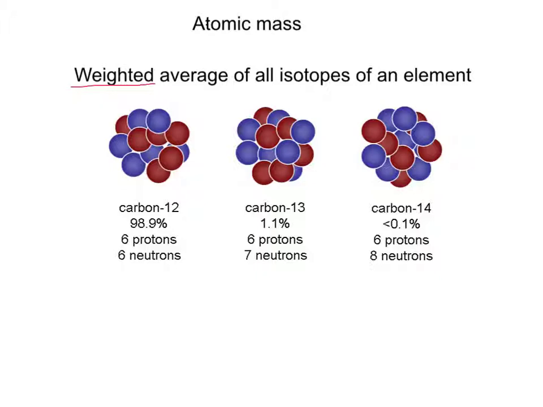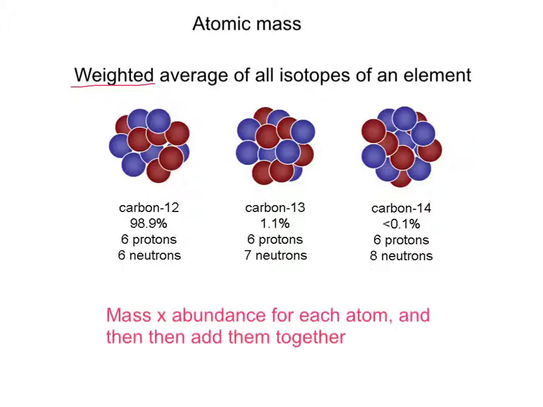So the formula to calculate atomic mass is actually pretty easy. All you're going to have to do is just mass times abundance for each atom. So you're going to take the mass of the atom, which in this case would be 12 (6 plus 6), that mass times the relative abundance. You take the mass times abundance for each atom. You're going to calculate it for this one, and this one, and then find the sum of that. And that will be your weighted average.